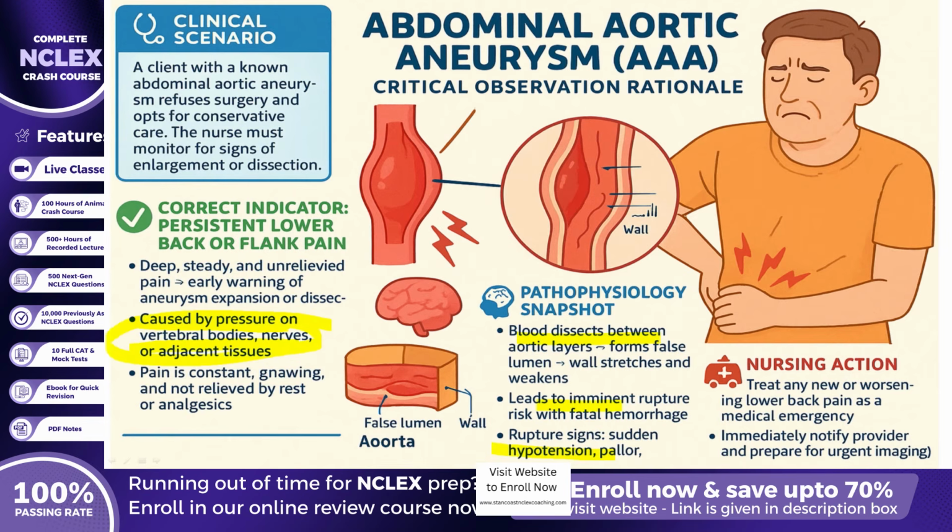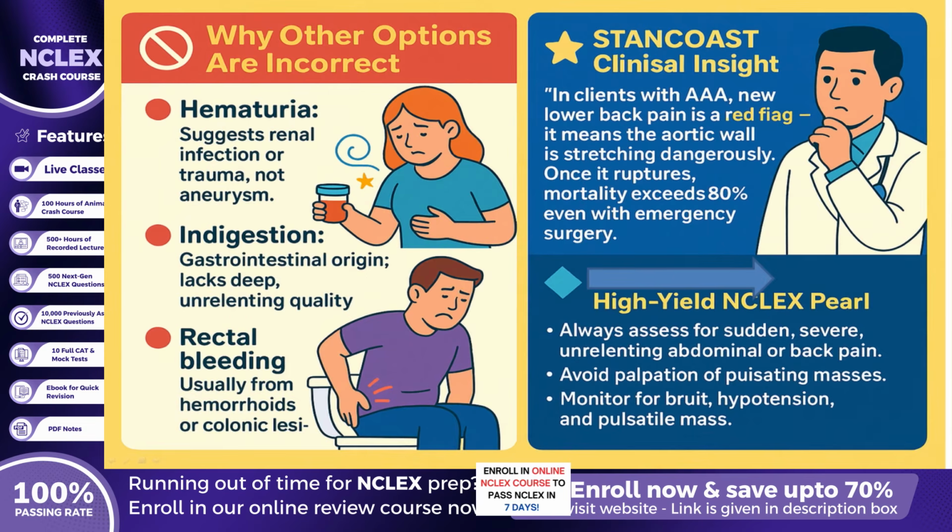Therefore, any new onset of persistent back pain in a client with an existing abdominal aortic aneurysm must be treated as a medical emergency. The nurse's immediate priority is to notify the healthcare provider and prepare for imaging evaluations such as ultrasound or CT angiography to confirm dissection or leakage. Now, let us evaluate the incorrect options. Option A, hematuria, is not a common or expected symptom of aneurysm enlargement. It generally points toward kidney trauma, infection, or glomerular disease rather than vascular pathology.